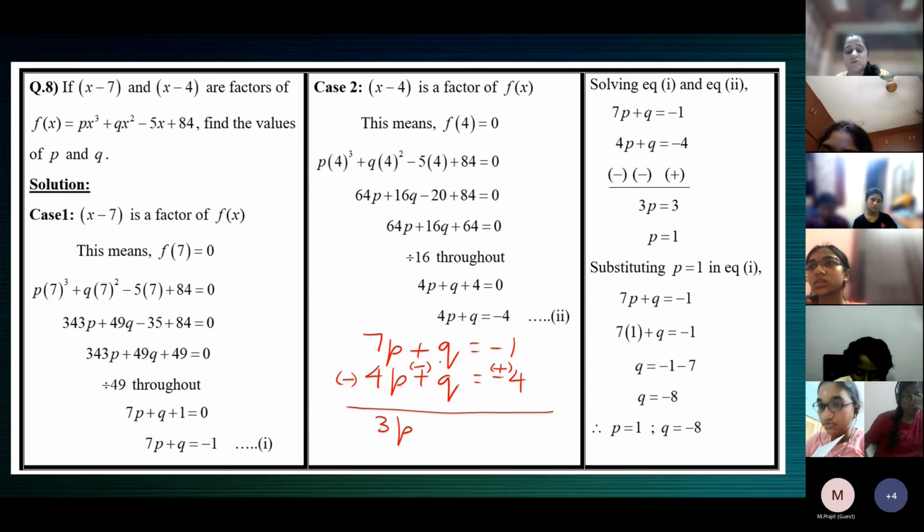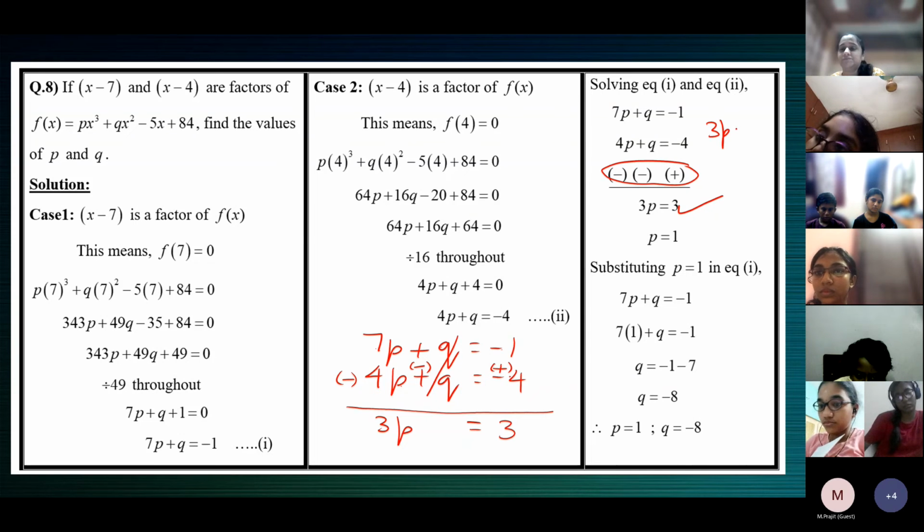Plus q minus q, that is 0. Minus 1 plus 4 is 3. So we get 3p is equal to 3. I've shown the changing of signs only here, children. P is equal to 3 by 3, so p is equal to 1. So we found the value of p.